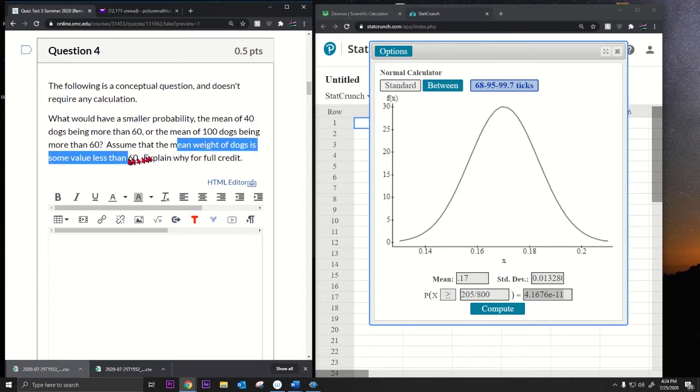The mean weight of a dog is some value less than 60. Let's imagine that it's 50. Well, for a sample size of 100, all of the means are going to be really close to 50 because the sample size is bigger, so your sample means are really accurate. So they're really close to 50. So the probability of getting the mean of 100 dogs to be 60 or above would be smaller. I should write this down since we're supposed to explain why.